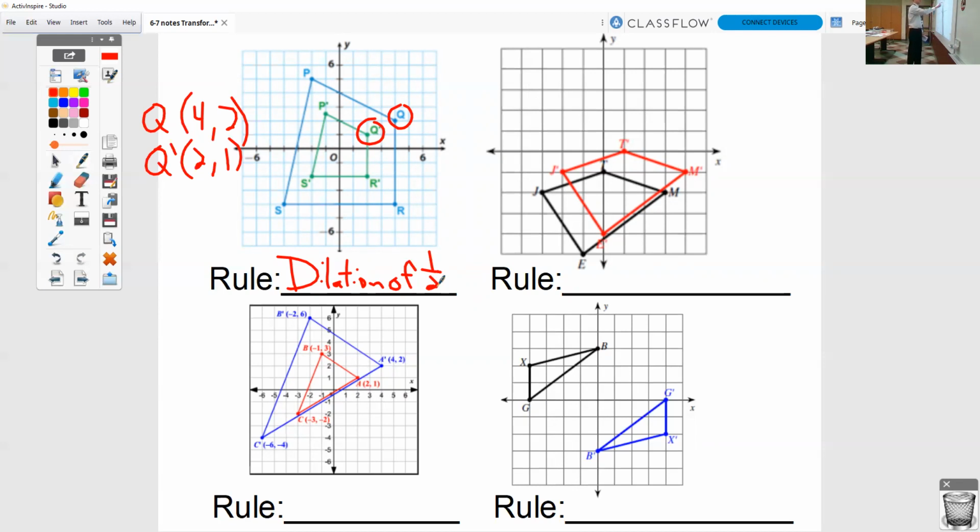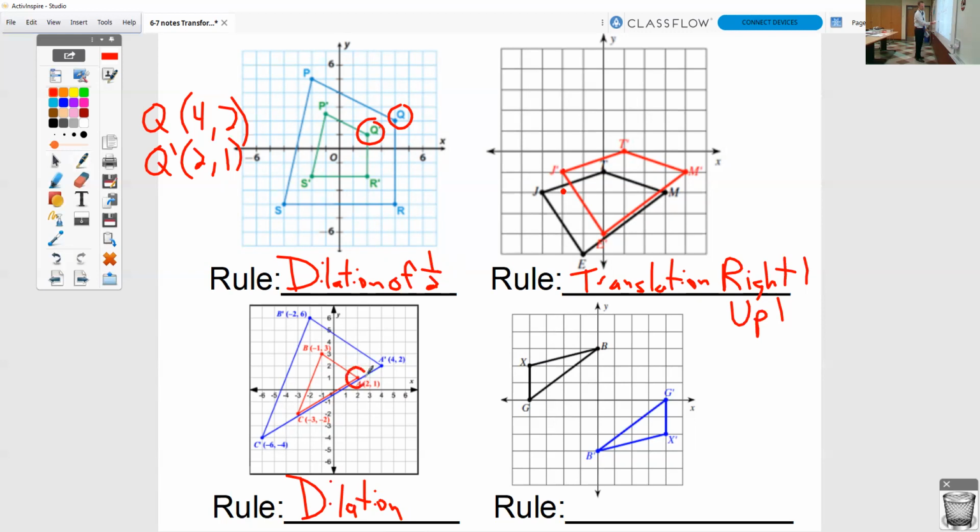In this one, all that this shape is doing is sliding to the right 1 and then up 1. So it is a translation because it's sliding, and we're going right 1, up 1. In this one, the picture is getting bigger or smaller again. Anytime it gets bigger or smaller, it has to be a dilation. But then you have to say what you are multiplying by.